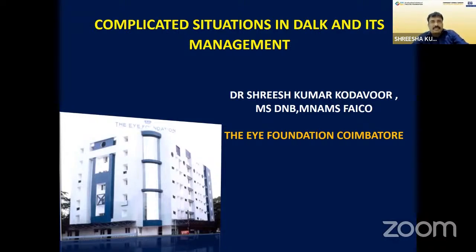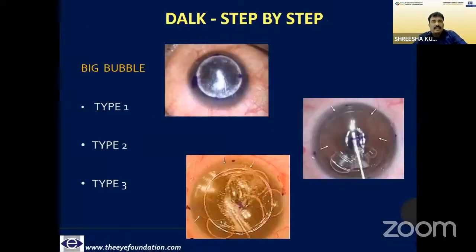Complicated situations in DALK can be pre-existing, or they can happen intraoperatively or post-operatively. Coming to the procedure of DALK per se, it is well known that when air is injected into the corneal stroma, three types of big bubbles can be achieved. Type 1 big bubble, which is a white margin bubble. Type 2 big bubble, which is a clear margin bubble. And type 3 bubble, which is a mixture of type 1 and type 2.